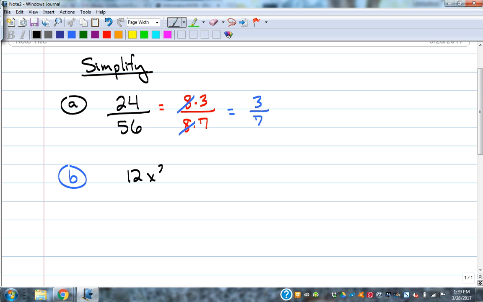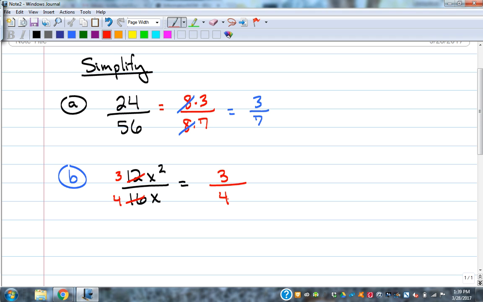If we had 12x squared over 16x, well, how does that simplify? Well, how does 12 over 16 simplify? Don't even worry about the x's yet. It'd be 3/4, right? 4 goes into 12 3 times, and into 16 4 times. So that's 3 over 4.